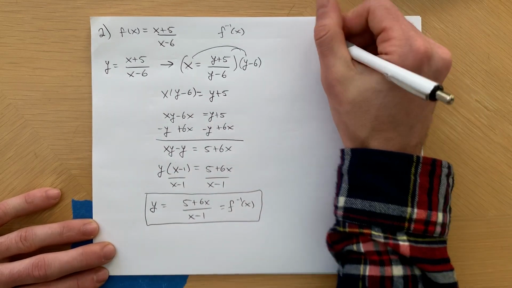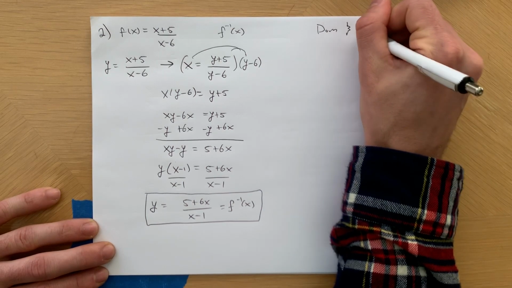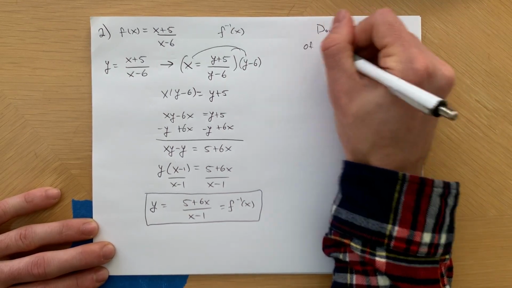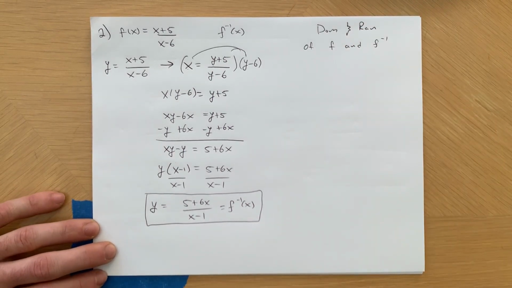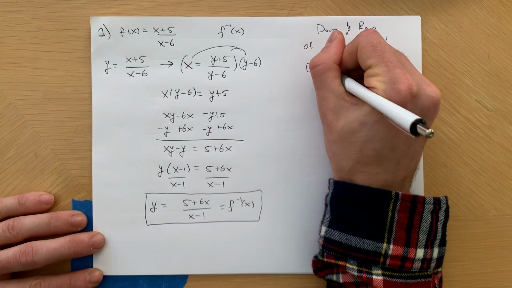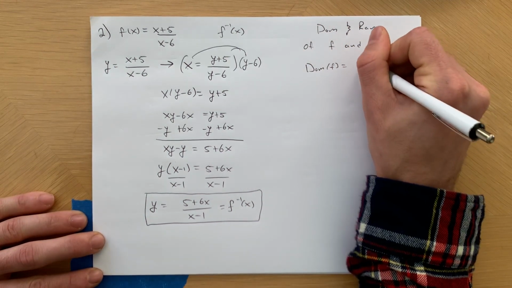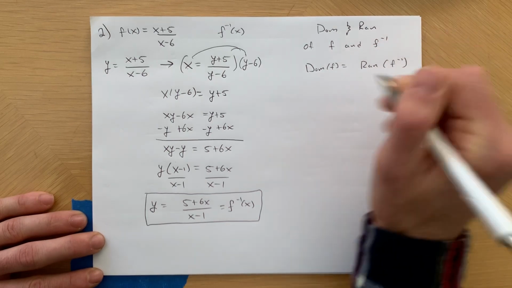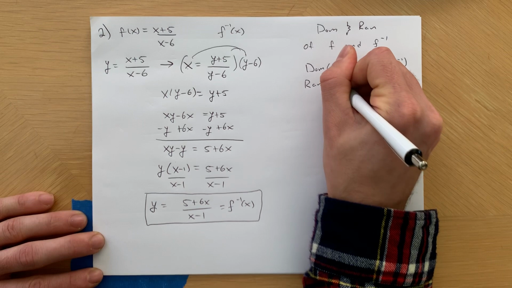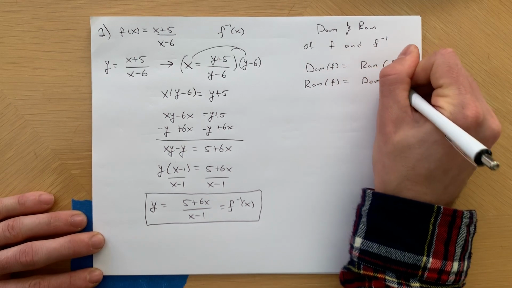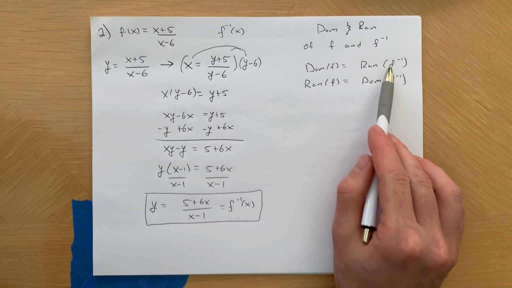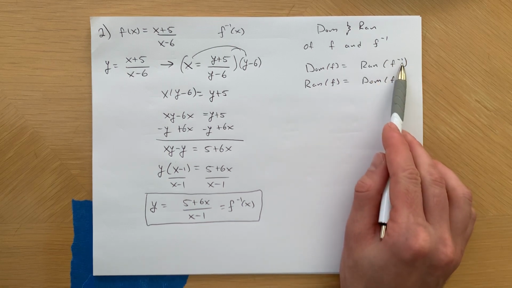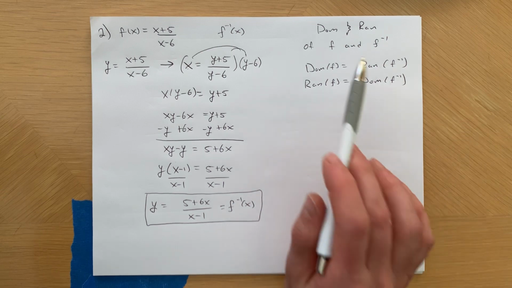So now let's work on finding the domain and range of both f and f inverse. And in order to do this problem, we have to use this relationship that the domain of f is equal to the range of f inverse, and the range of f is equal to the domain of f inverse. And so when we were doing these problems back in this section, we said that finding the range of either f or f inverse is not really possible. Well, it is possible, but it's much harder to do than finding the domain.